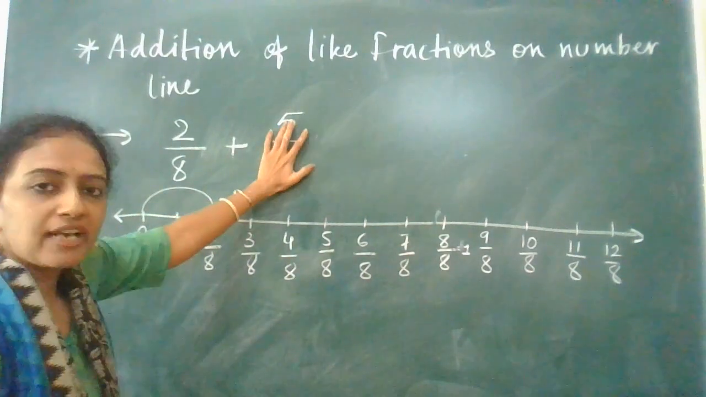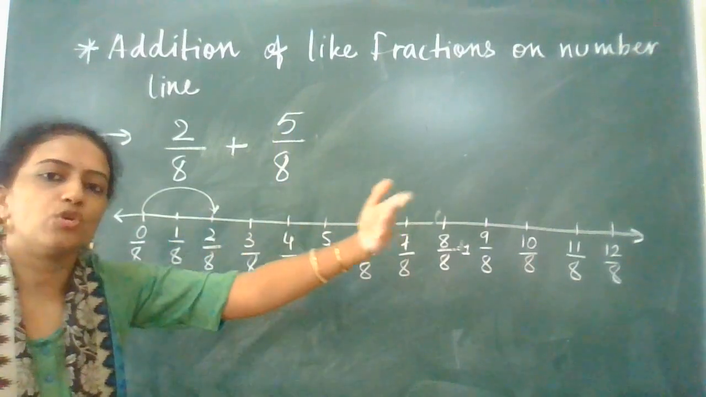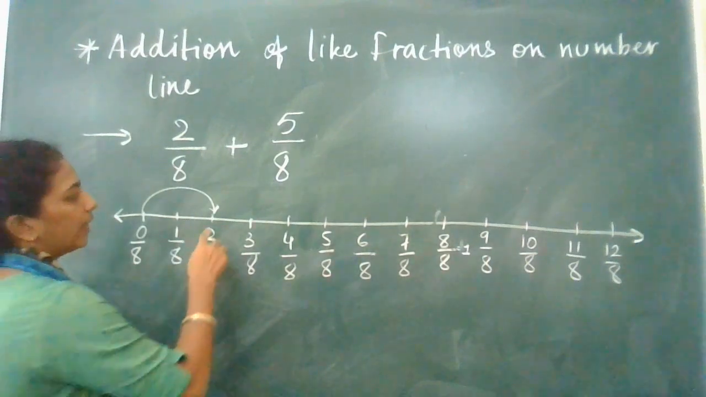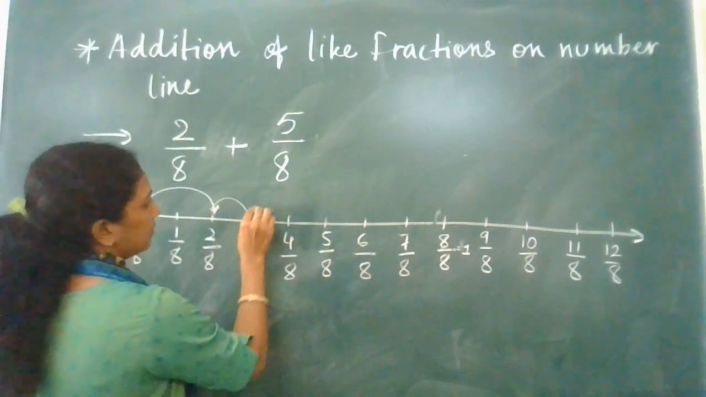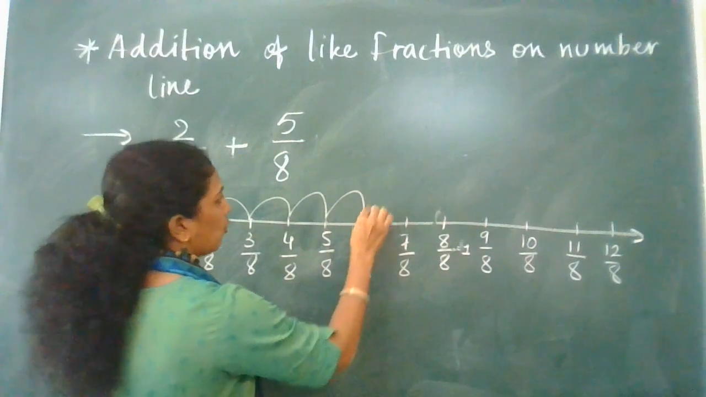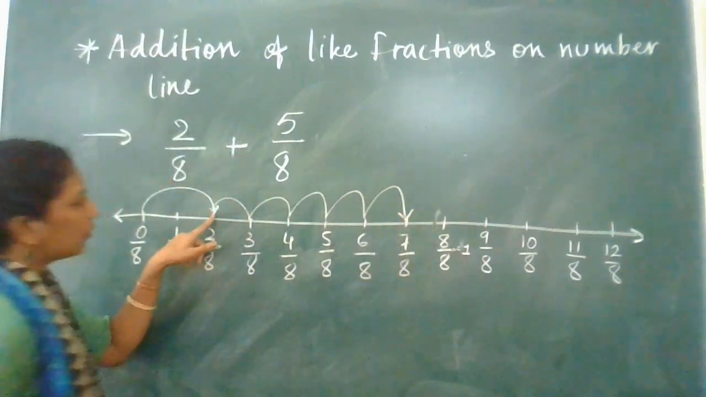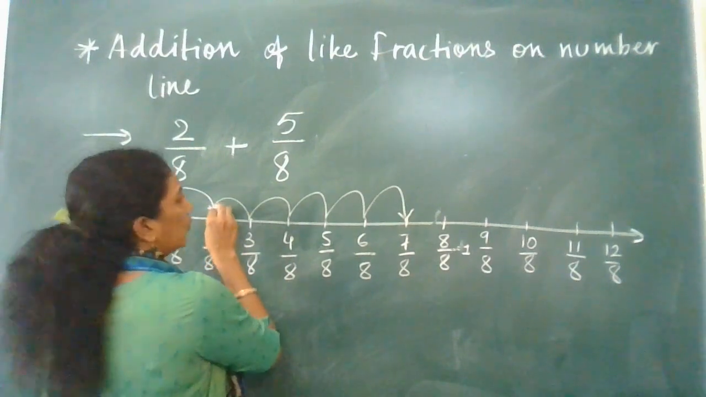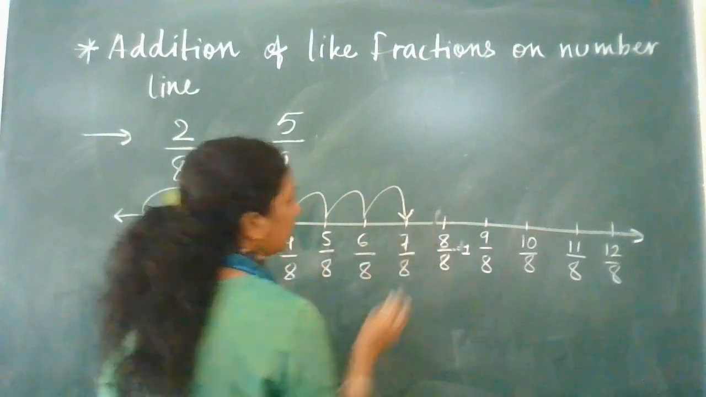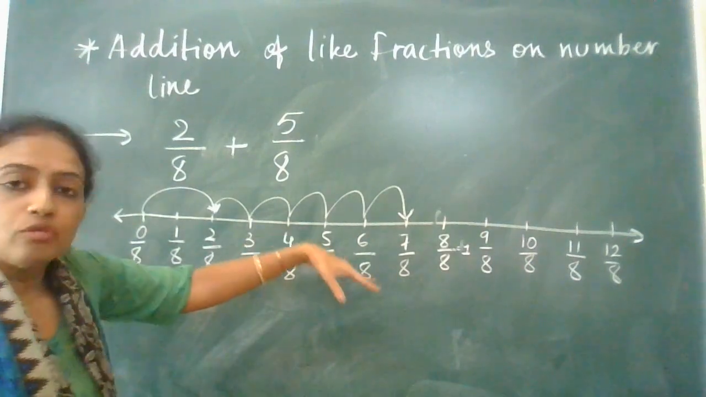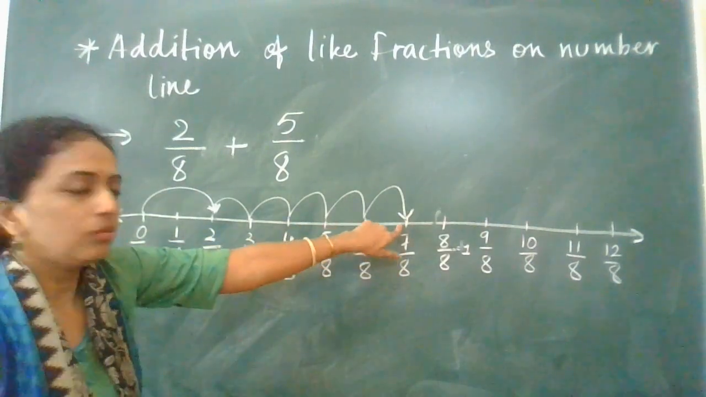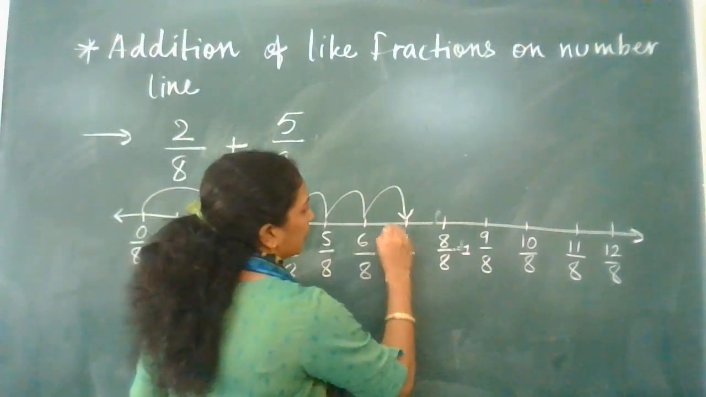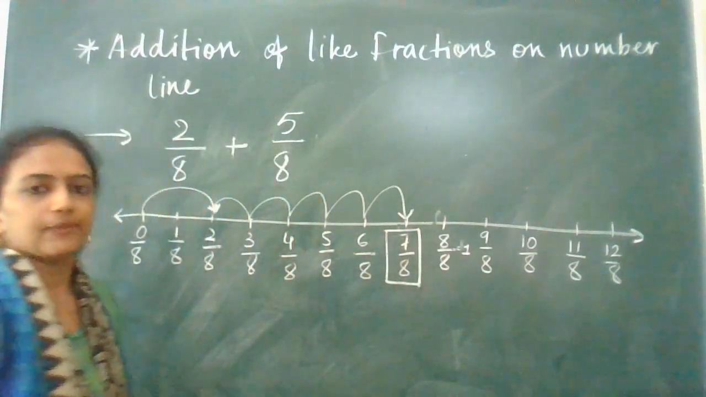So the next fraction is always saying how many steps you have to go forward, because it is addition. So we'll be doing 5 steps, that is 1, 2, 3, 4 and 5. This arrow is very important because it is showing the direction you are going. This way you can move forward, and this arrow will tell you which side you are moving. So this is your answer, that is 7 upon 8.